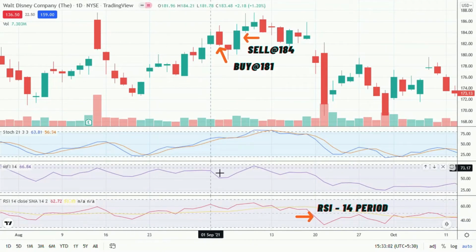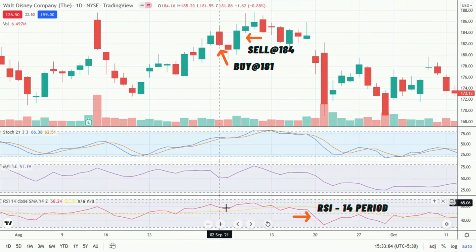Let's go back to the 2nd of September and look for RSI closing value, which was 58.24, which is greater than 30. So condition 4 is also completed. So it's time for us to buy Walt Disney.